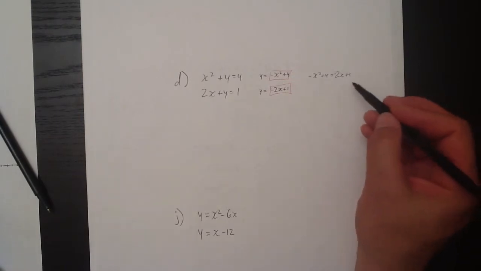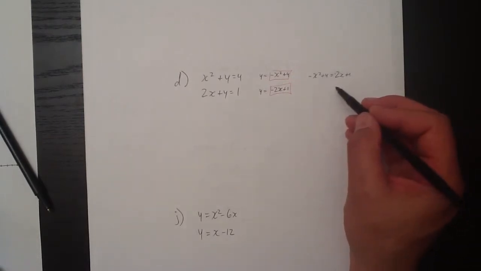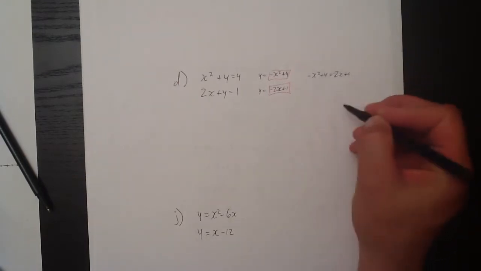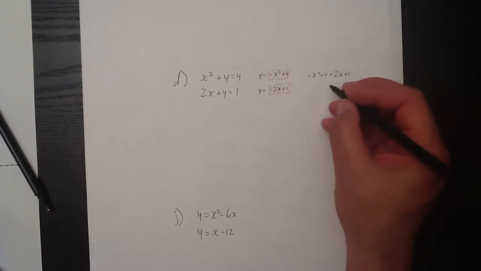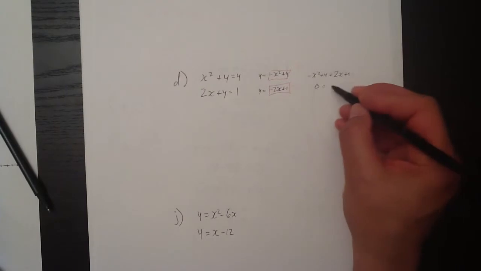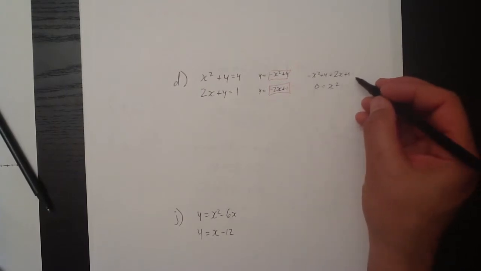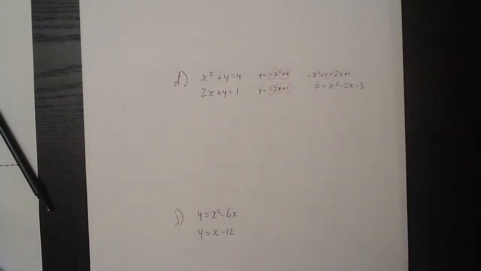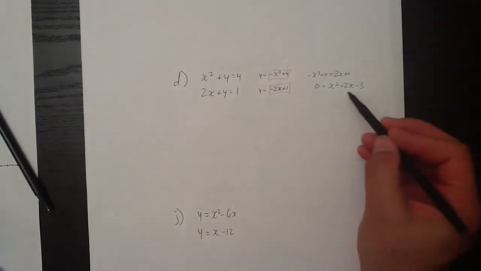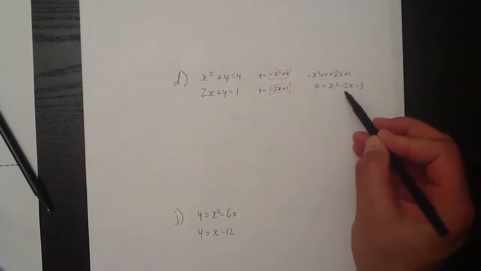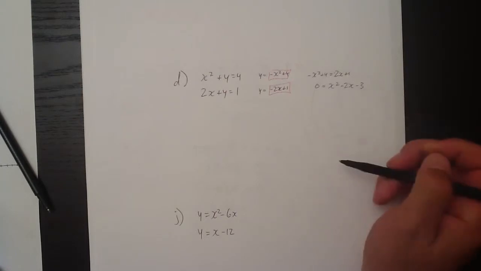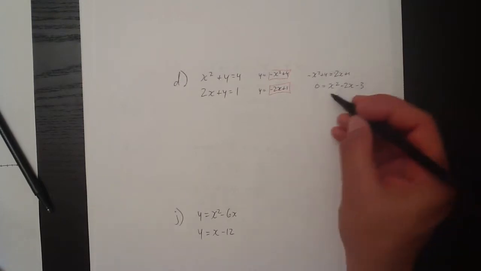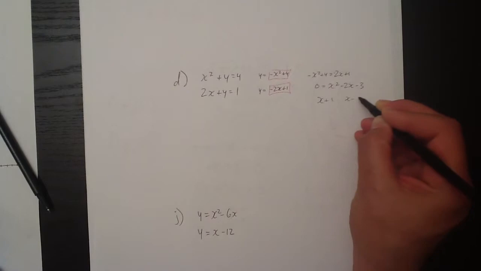And if that's the case, I can collect the terms here. Let's move it all to the right. So we're going to add x squared to both sides and subtract 4 from both sides. So we're going to get 0 equals x squared minus 2x minus 3. And so we need to factor this. If we can factor it, we need two numbers that add to minus 2 and multiply to minus 3. So that looks like minus 3 and plus 1. So x plus 1, x minus 3.